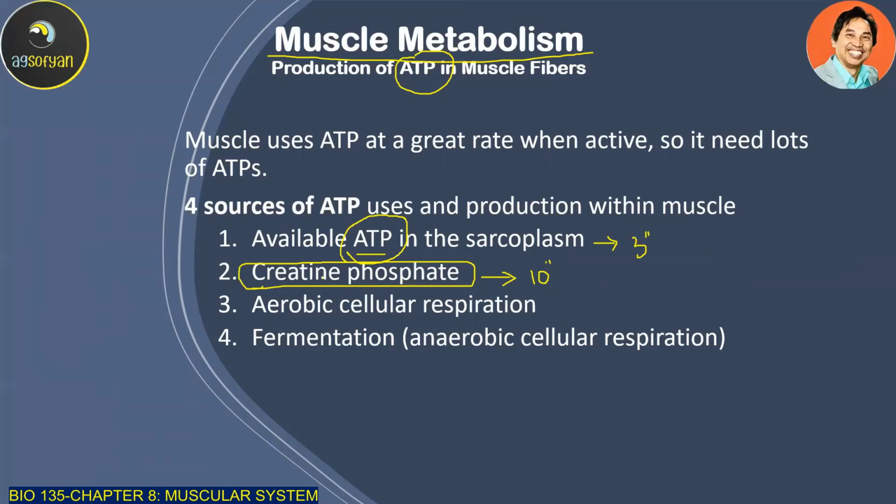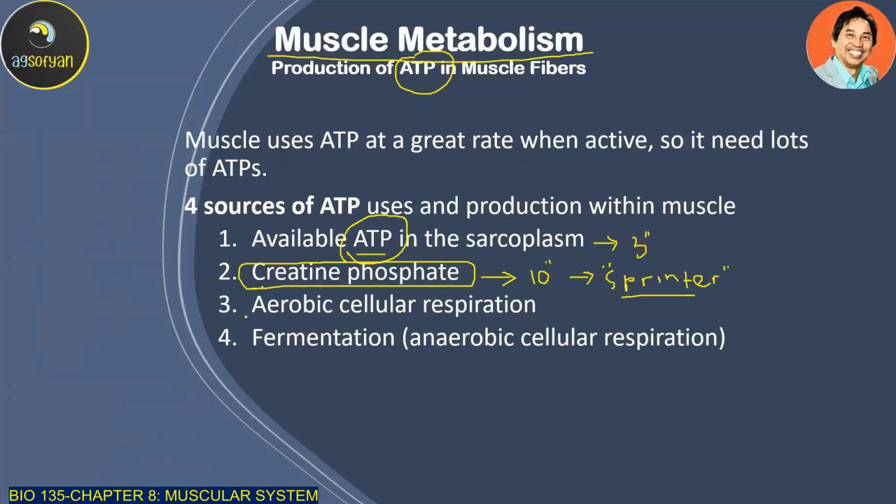But sometimes it is enough for a runner, a sprinter, especially a 100-meter sprinter, to use creatine phosphate to contract their muscle during running. So there are some people that use this creatine phosphate. They buy creatine phosphate from the market and take it in order to increase ATP availability. But again, it's maybe only for 10 seconds.